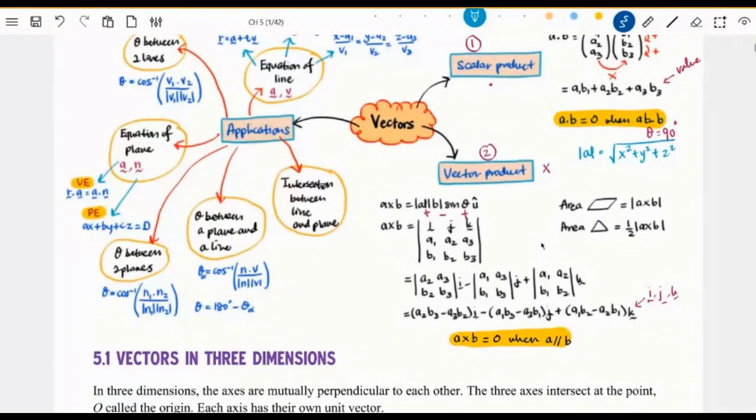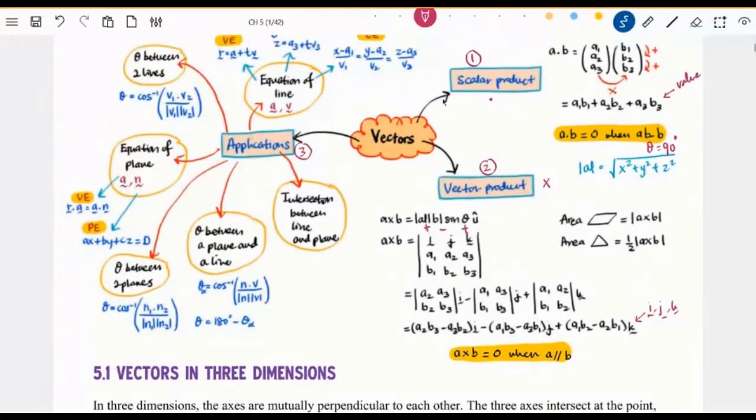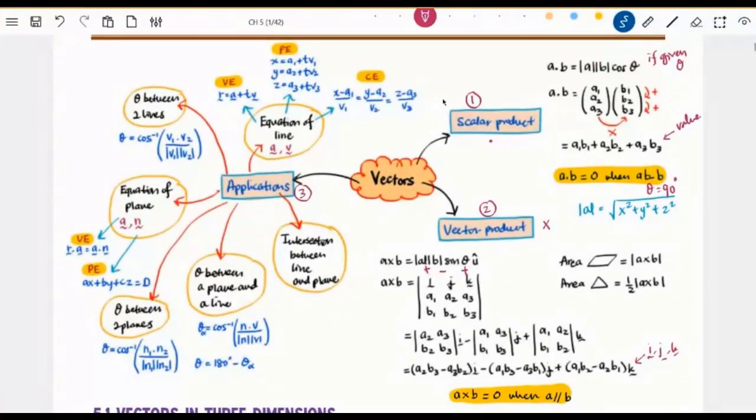Okay, so that's the second subtopic, and then the third one we have the application, which is we're gonna have to apply all the scalar product and vector product in this part. So we start with the equation of line. So we have three equations, vector equation, parametric equation and Cartesian equation. So dia mesti start dengan vector dulu. So daripada vector dia boleh pecah kepada parametric, daripada parametric dia akan pecah menjadi Cartesian.